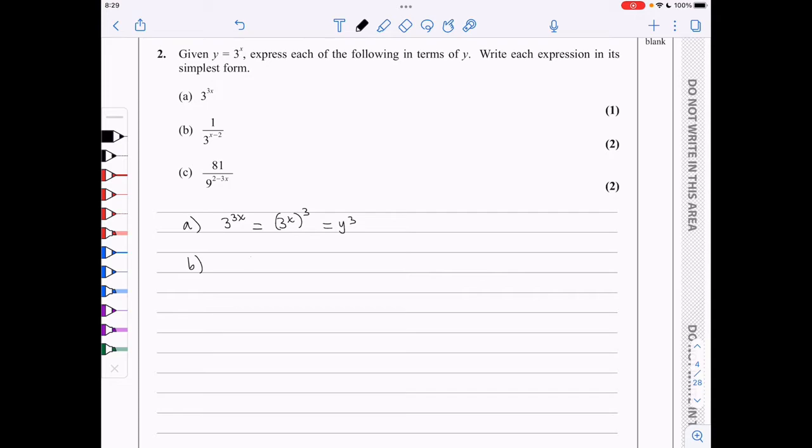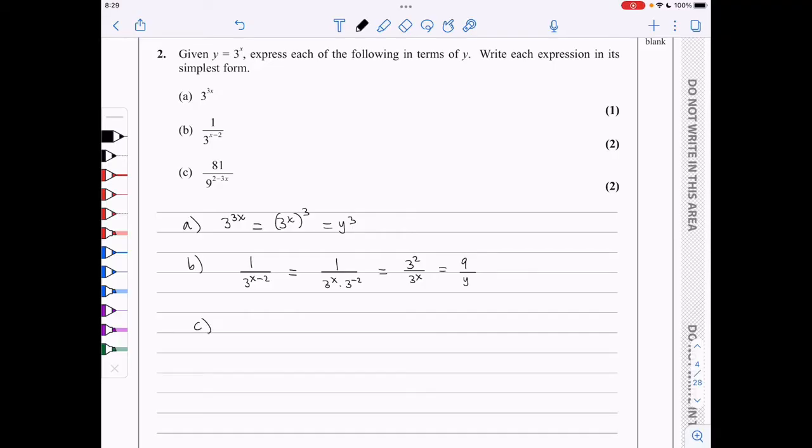In B, we've got 1 over 3 to the x minus 2. I will start by splitting the denominator into 3 to the x times 3 to the minus 2. Now this is 3 squared over 3 to the x, which is 9 over y.